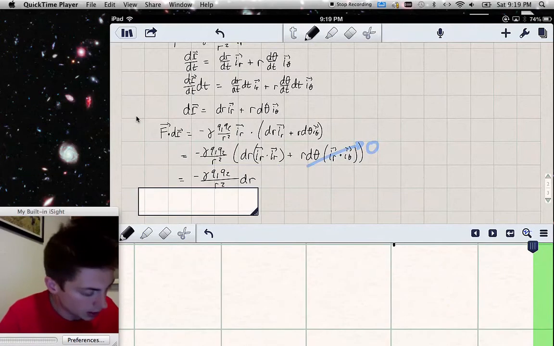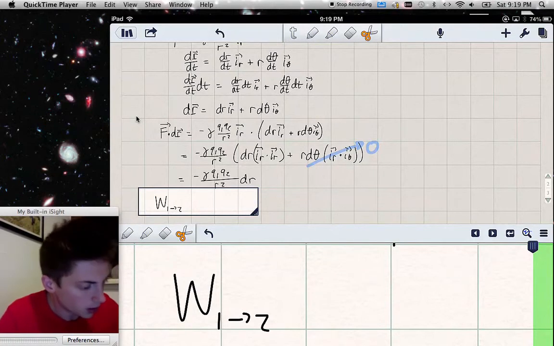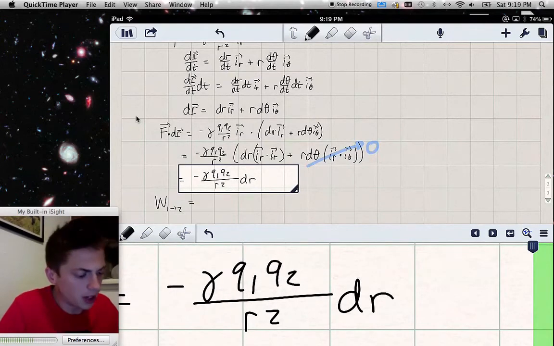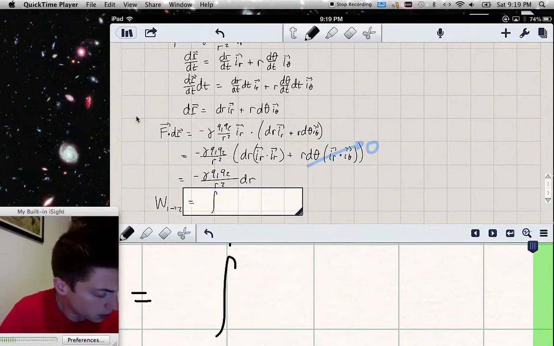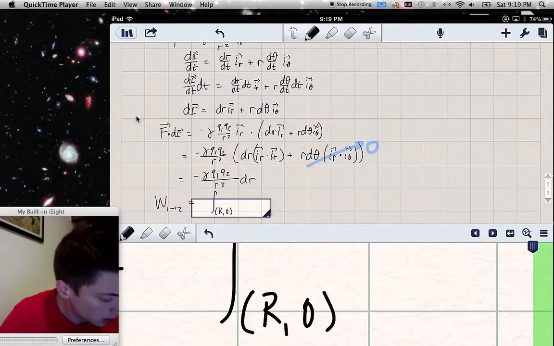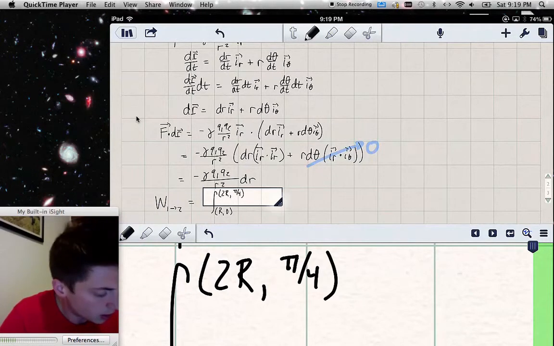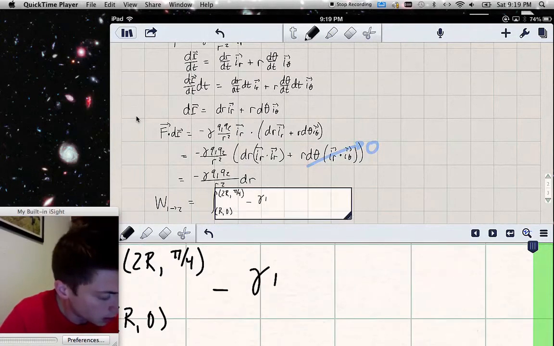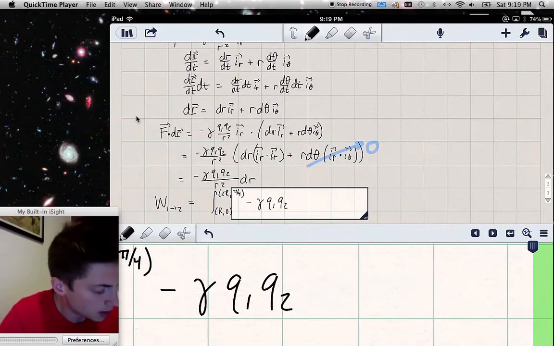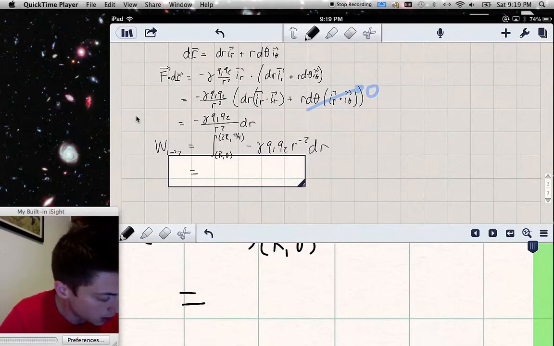Okay. So now to get the work, and I already put the points up above, so I'll just call them points 1 and 2. We're integrating just over the r coordinate here. So if we do need to evaluate the theta coordinate, we'll put that just in case, but really all that matters is the r in this situation. So we're going from r0 to 2r, theta is equal to 0 to pi over 4. And that theta coordinate does not matter for this problem. Gamma, q1, q2. And since I'm integrating with respect to r, I'm going to write that r squared in the denominator as r to the minus 2, so I don't mess up the integration, which is what I always do.